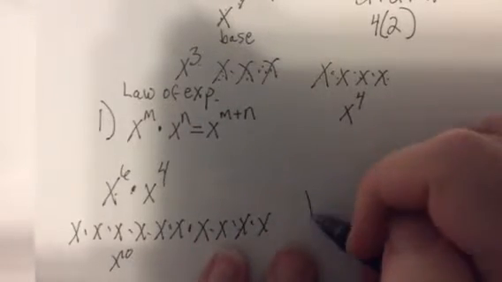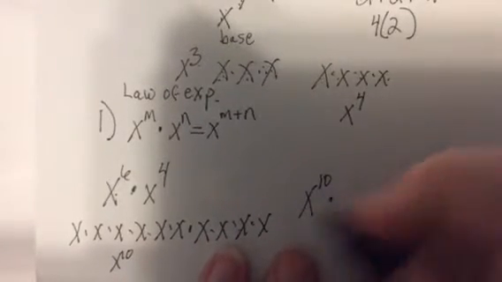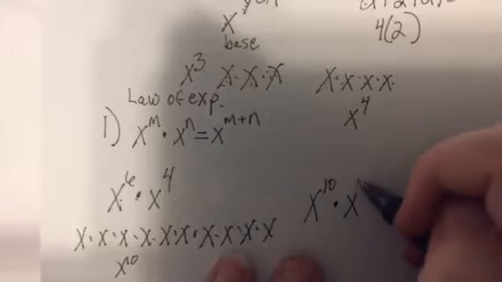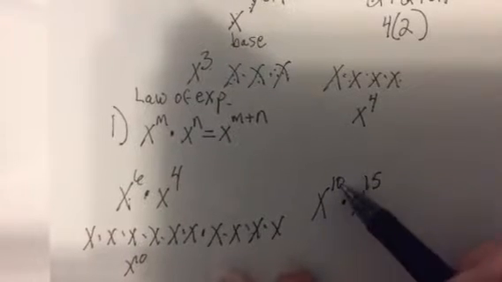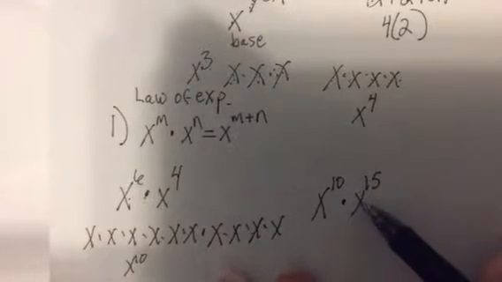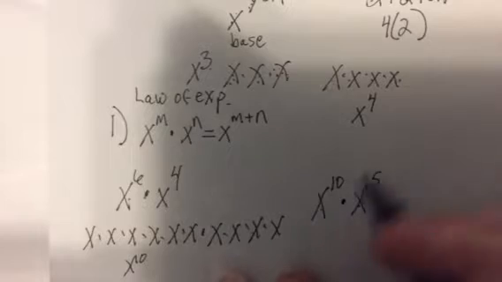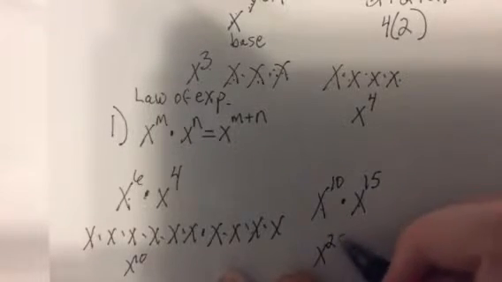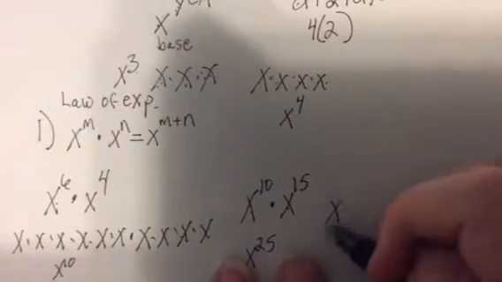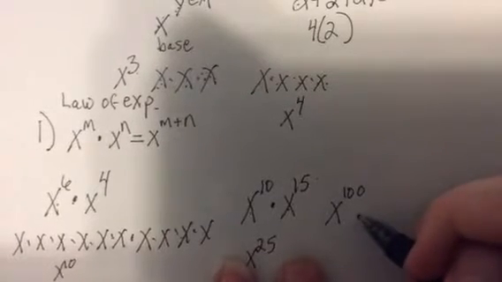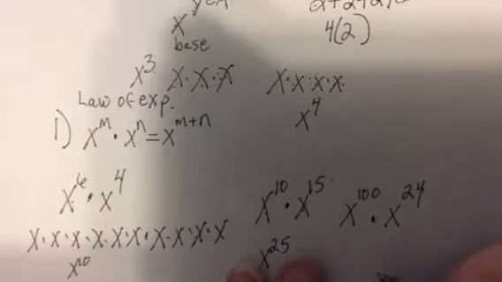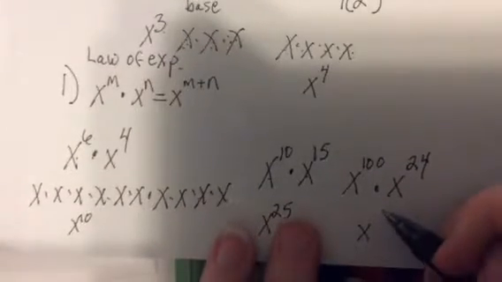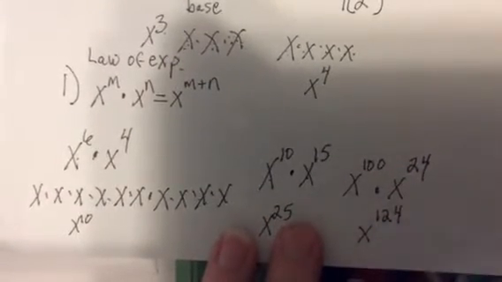So if I said what's x to the 10th times, not plus, times x to the 15th, well, you could write all those out and then combine them. Or you could just say, wait, when I multiply 2 things together, same base, you add. So it'd be x to the 25th. So what is x to the 100th times x to the 24th? That's right, x to the 124.